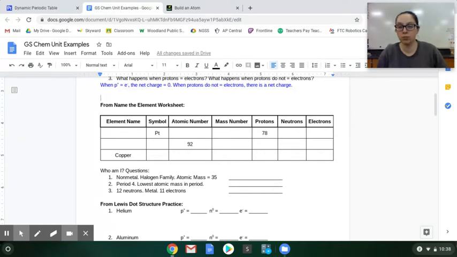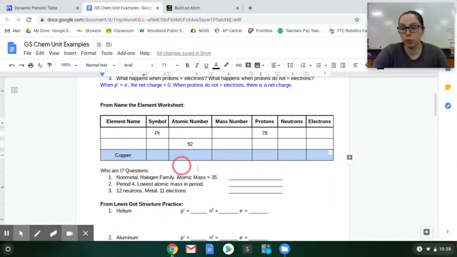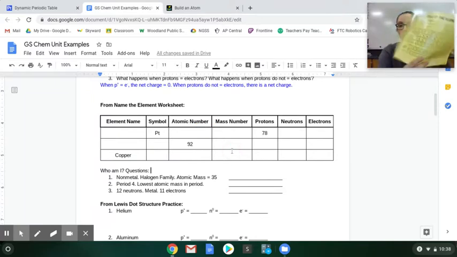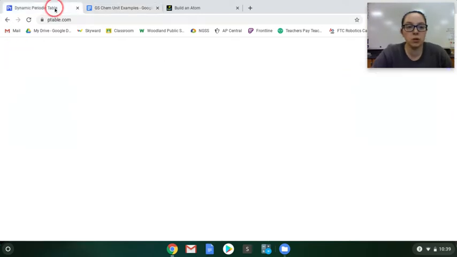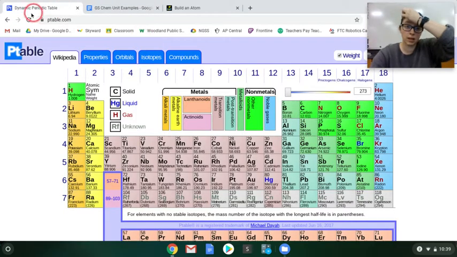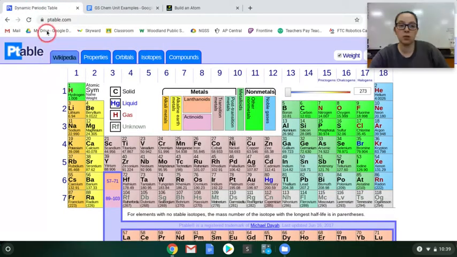So you had to really use your periodic table to figure out all of these different things. So I'm going to start with copper here, because we need to figure out a lot of pieces of information for copper itself. A lot of you might have access to this periodic table. That's great. I'm also going to be showing you on this periodic table. It's called the Dynamic Periodic Table, or ptable.com.